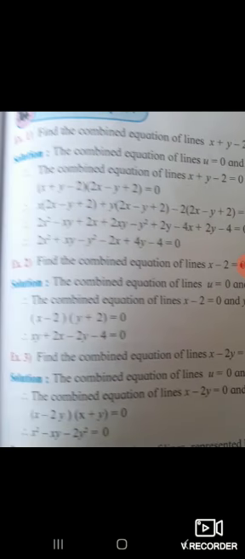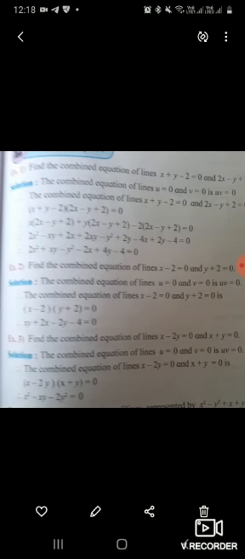Now, the product of these two, just opening the bracket, an ordinary product, we get the combined equation as 2x square plus xy minus y square minus 2x plus 4y minus 4 is equal to 0. This represents two lines.